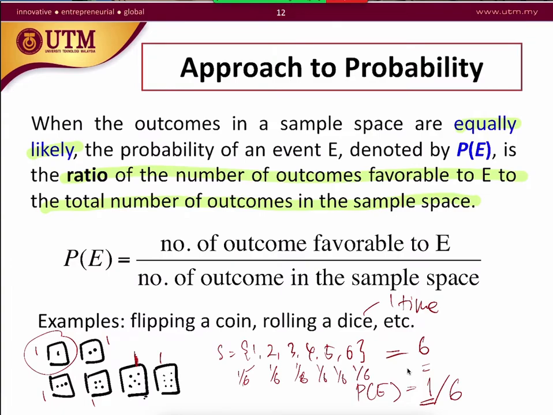For each of the events, there's only one possibility because we are saying that it has equal likelihood, the same possibility that it might happen. Probability is identified by getting the ratio of the favorable outcome that we want compared to the total number of outcomes in the sample space.